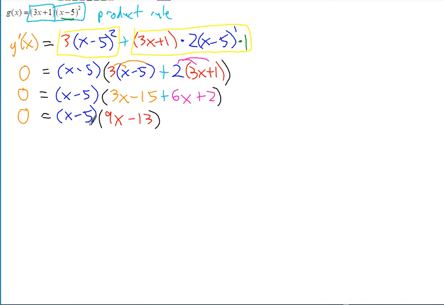One of these has to be 0 to make the derivative 0. So if you set x minus 5 equal to 0, you get x equals 5. And if you set 9x minus 13 equal to 0, you add the 13 and divide by 9. So you get x equals 13 over 9. So those are your two critical numbers that we'll put on the number line.